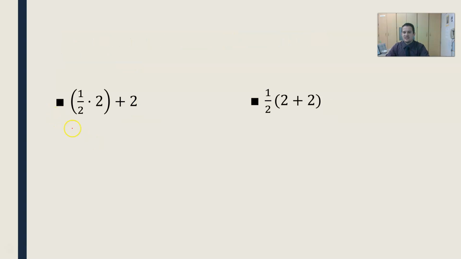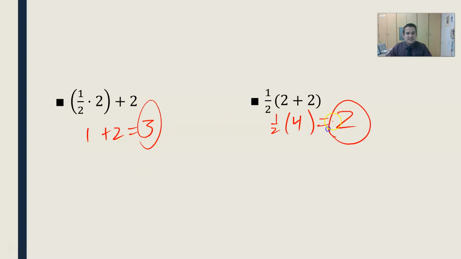Well, let me write this out. If you take half of 2, which is 1, plus 2, then you get 3. But on the other hand, if you do half of 2 plus 2, 2 plus 2 is 4, and half of 4, 1 half times 4, is 2. So you notice, depending on how I read that expression, depending on how you write it out, you're going to get different answers.